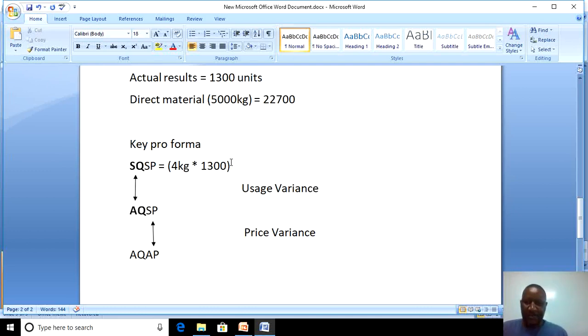Then that is multiplied by the standard price. So the standard price per kg of material, we were told this is $5. So how much is that? If you get that in the calculator, you should have 26,000.